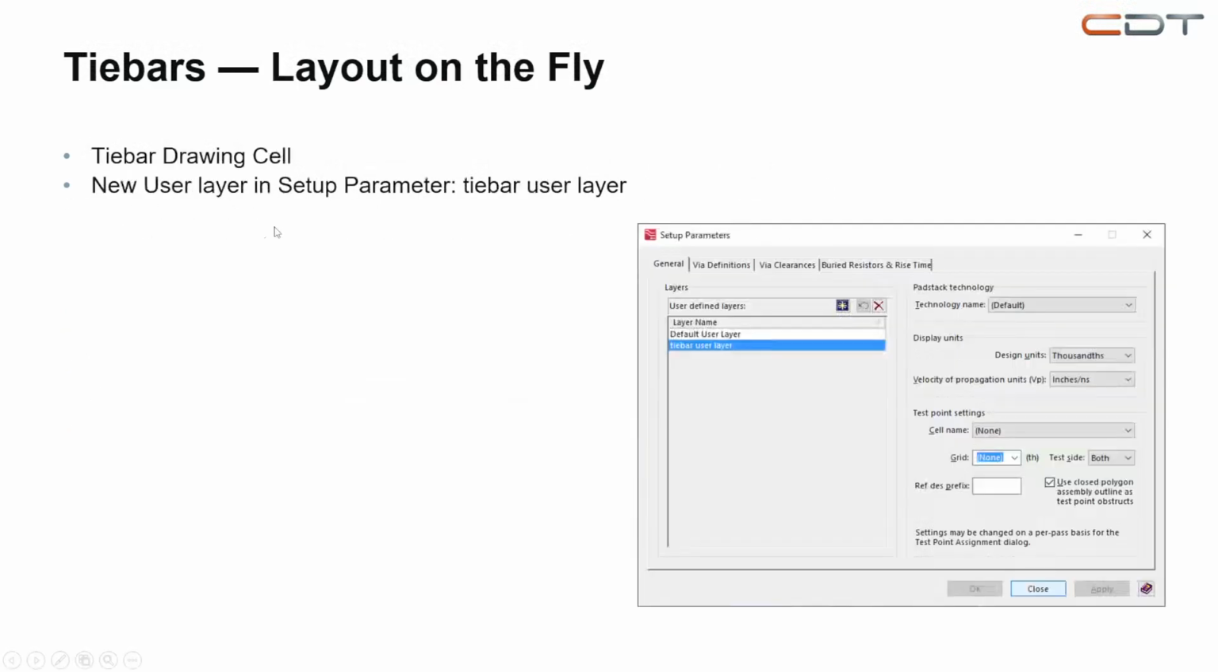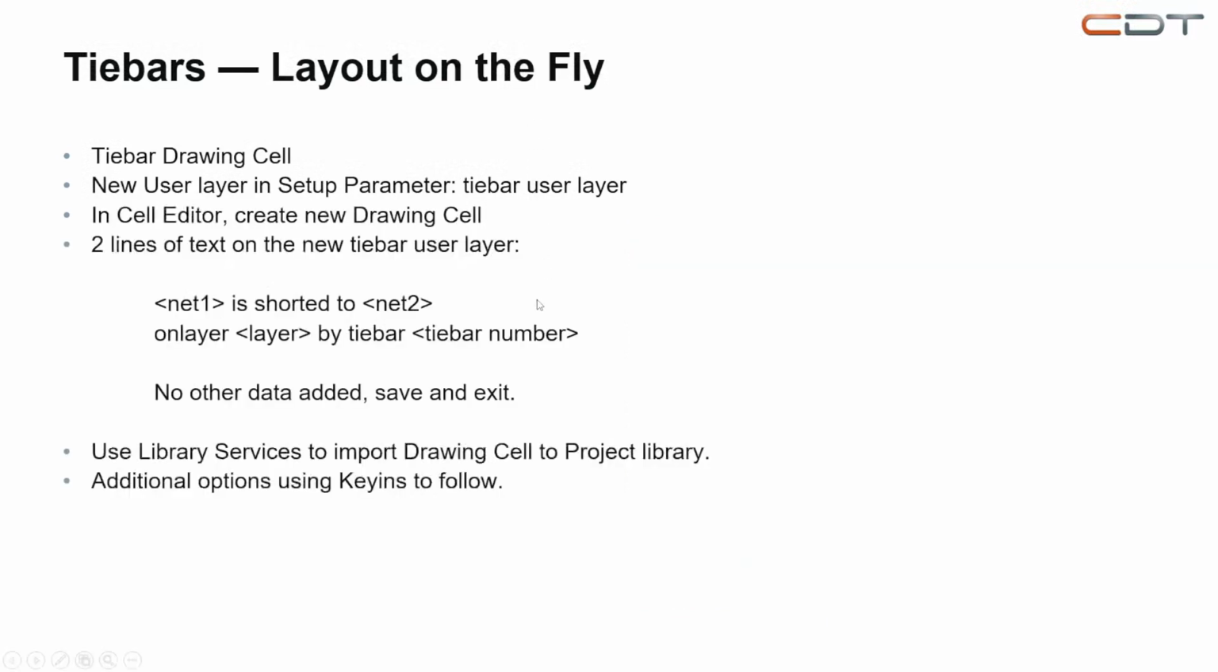However, there is another more fancy stuff to do. It's called Tiebar drawing cell. It's also Tiebar on the fly, but you need to make some preparation to see the effect. First, you need to create Tiebar drawing cell. I will show you how it's done. For this, you need first to go to Library Manager. In Library Manager setup parameter, you need to create new user layer. Let's name it Tiebar user layer. You create new drawing cell.